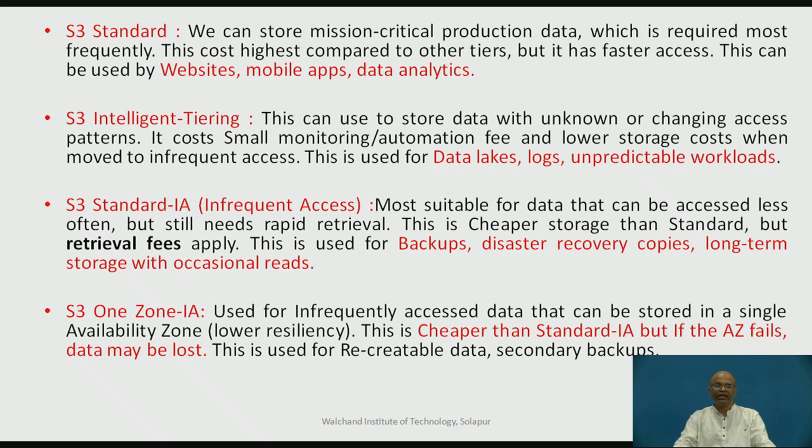Next is S3 Standard Infrequent Access. As the name suggests, if you have infrequent access, and this can be used for multiple backups, disaster recovery copies, long-term storage with occasional reads, go for this storage class. Next is S3 One Zone Infrequent Access. It is used for infrequently accessed data that can be stored in a single availability zone. This is cheaper than Standard Infrequent Access, but if the availability zone fails, the data may be lost entirely. So this is used for easily re-creatable data and secondary backups.